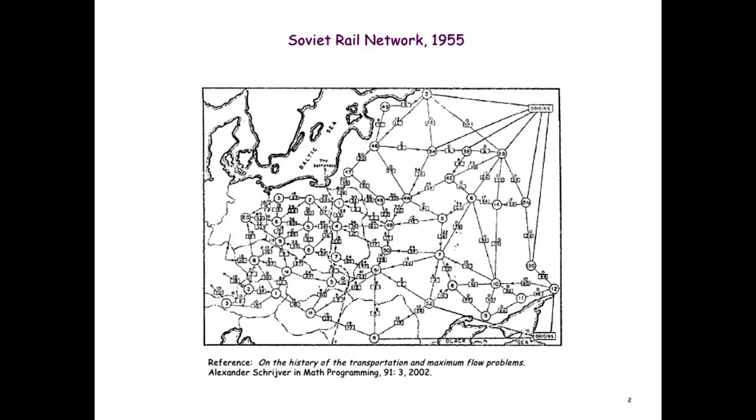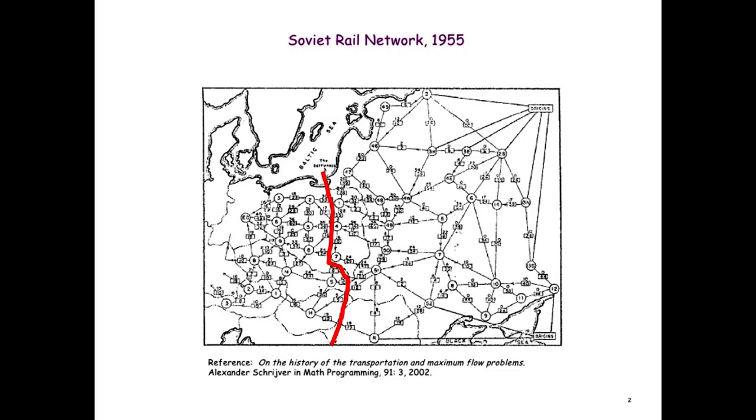So these researchers were interested not in sending flow in this network, but in cutting this network. So they were interested in minimum cut, kind of to cut the supplies from the Soviet Union to the satellite states in case of war. Right? So they calculated it to be something of this sort.